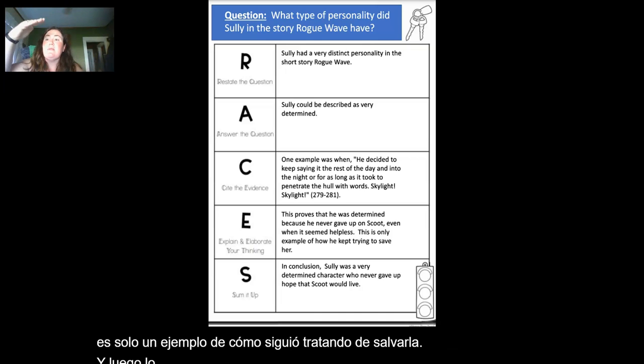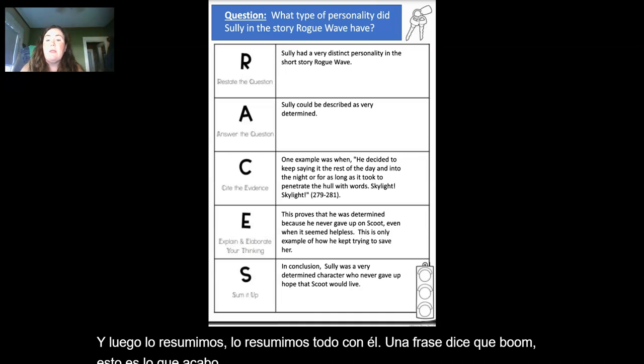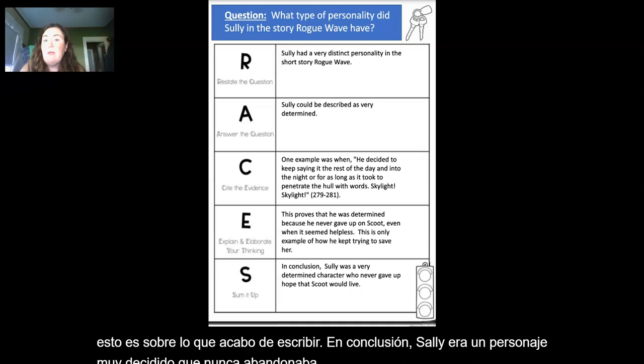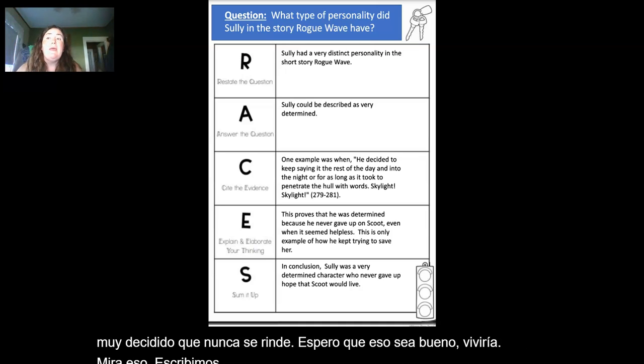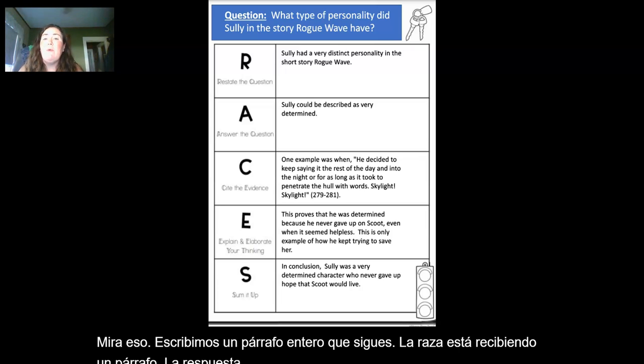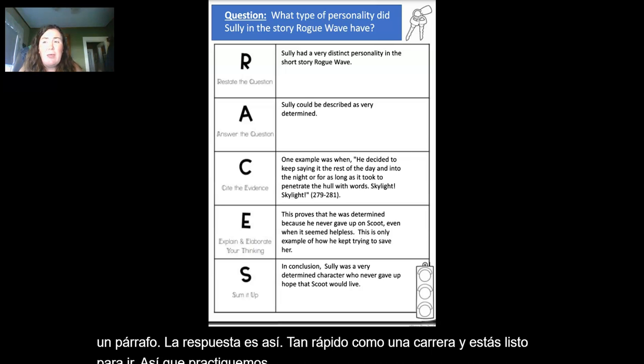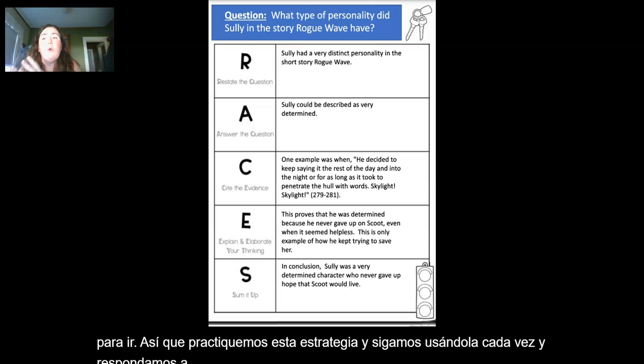We write one sentence that says, boom, this is what I just wrote about. In conclusion, Sully was a very determined character who never gave up hope that Scoot would live. Look at that. We wrote a whole paragraph. If you follow RACES, getting a paragraph answer goes like that, as quick as a race, and you're ready to go. So let's practice this strategy and keep using it. Every time an answer asks us for text evidence, we're going to use a RACES format.